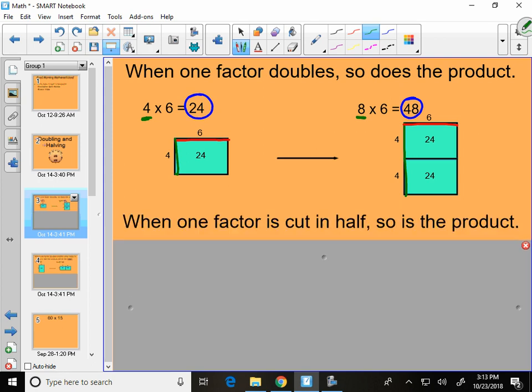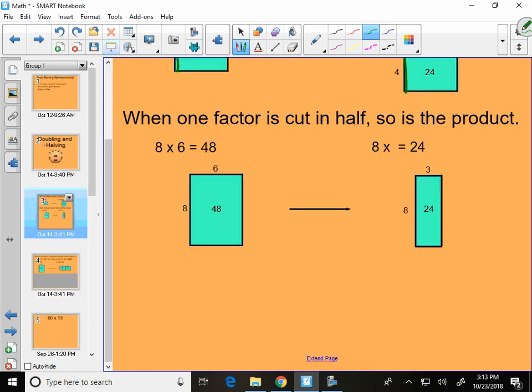Let's look at another one. Now focus on this sentence. When one factor is cut in half, then the product is cut in half as well. So let's look at this concept. I start with 8 by 6. 8 by 6 is 48. And now I'm saying if I cut one of them in half, so instead of 8 by 6, now we're 8 by 3. And the answer is cut in half.